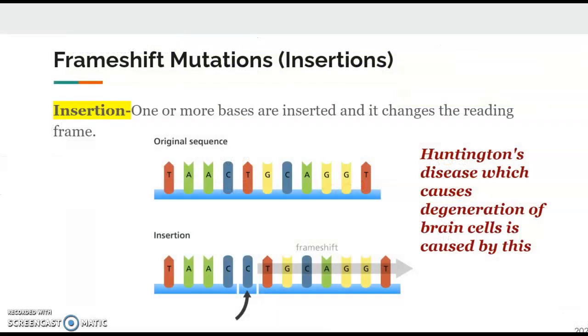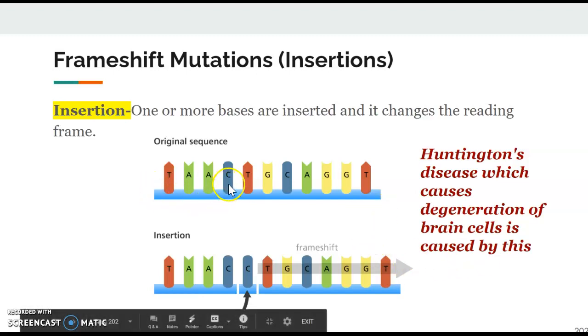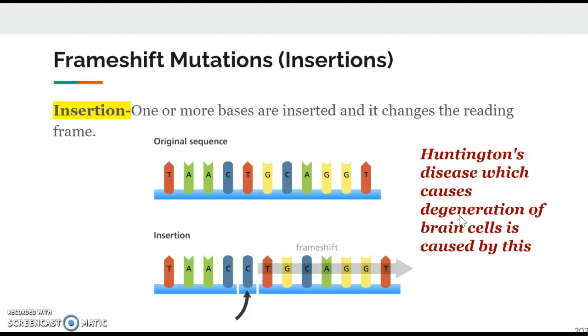So the next type we talked about was the frame shift mutation, and there are two types of those. It could be an insertion where one or more bases are inserted and it changes the reading frame. So here we are going on, and whoops, where did this C come from? And this is what happens in the case of Huntington's disease. It is caused by an insertion of base or bases.